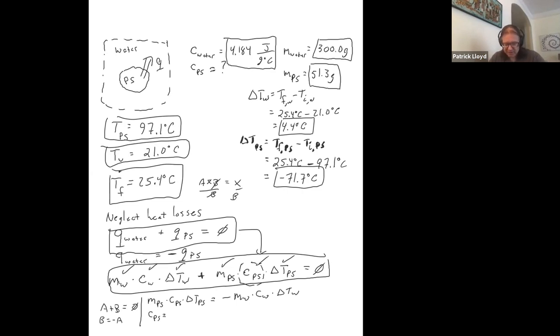Now this formula ends up looking kind of funky. We've got minus mass of the water, specific heat of the water, change in temperature of the water, divided by mass of the polystyrene times change in temperature of the polystyrene. So don't forget that negative there. In fact, I'll put a parentheses here.